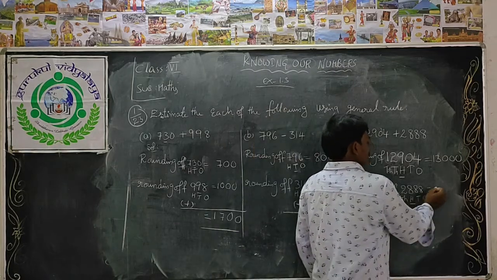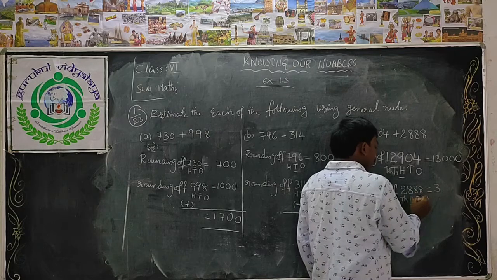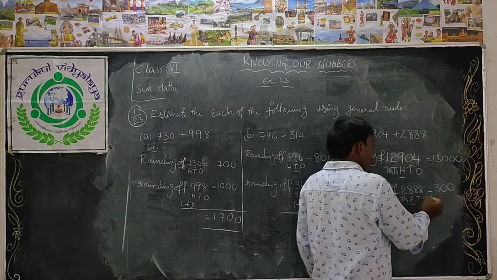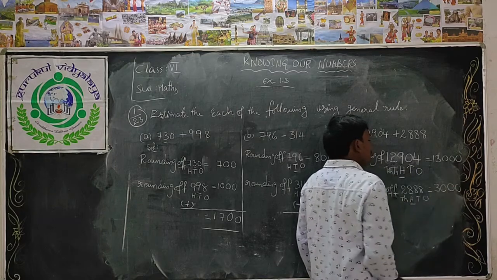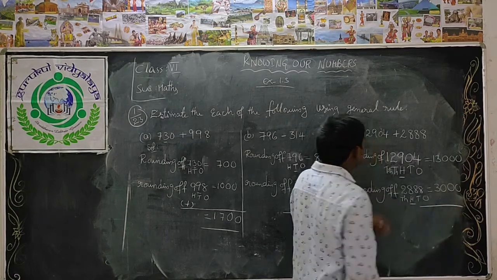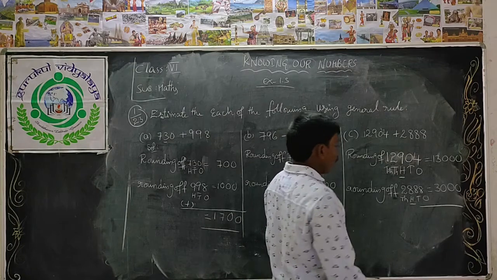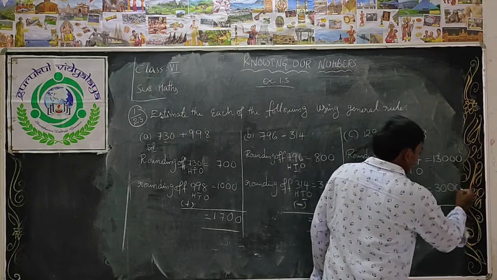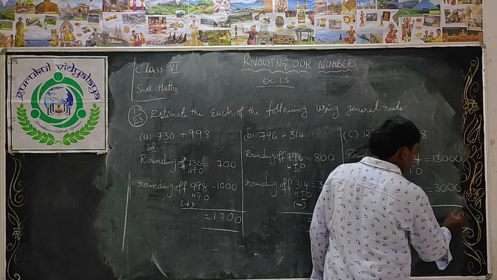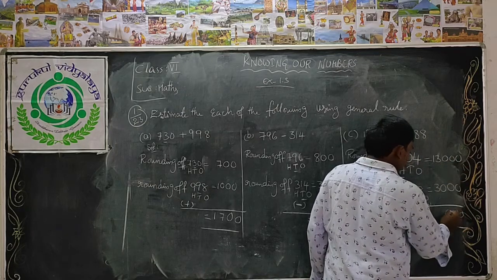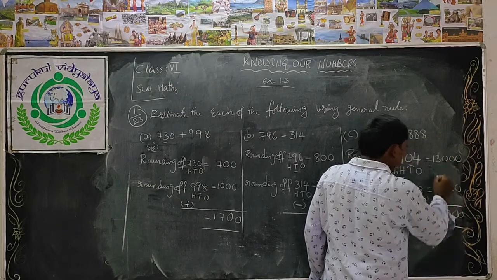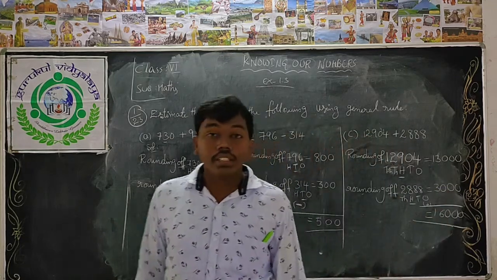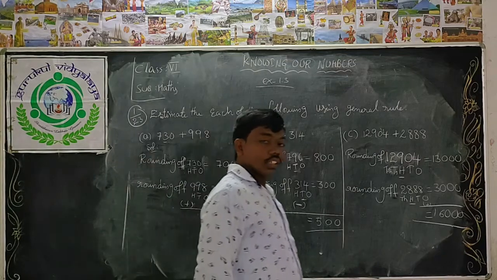1 plus 2 becomes 3. Remaining hundreds place will be 0, tens place will be 0, and ones place will be 0. Okay, this is plus then. Add the above numbers. 0 plus 0 is 0, 0 plus 0 is 0, 0 plus 0 is 0, and 3 plus 3 is 6, and 1. 16,000 is the required estimated sum.